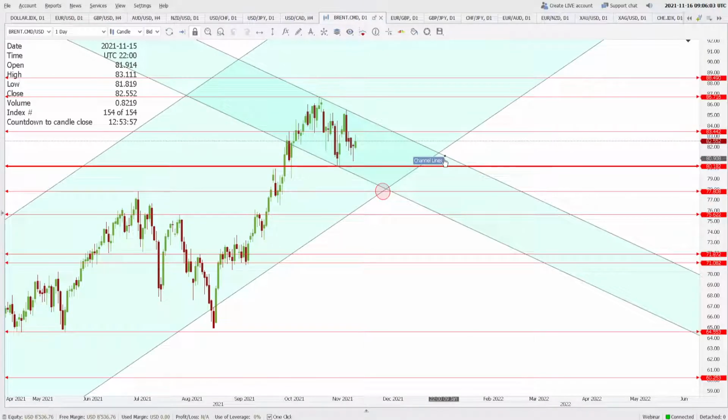Talking about the Brent crude, it is trading between the support of 80.18 and resistance of 83.44 from the last 4 days.